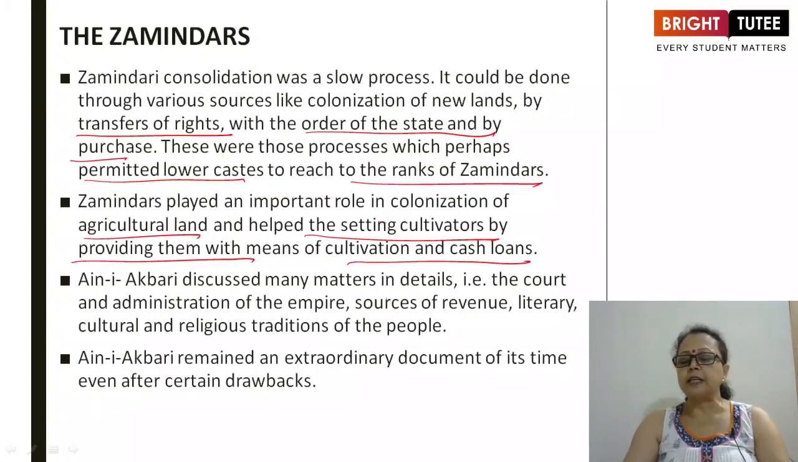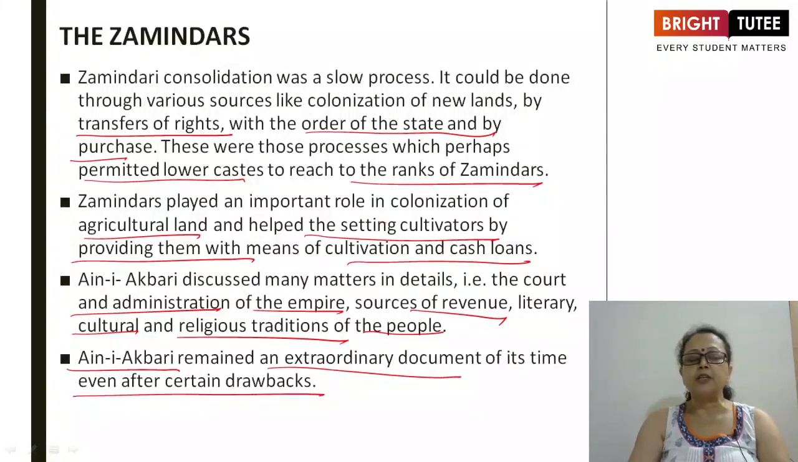Ain-i-Akbari discussed many matters in detail, that is, the court and administration of the empire, sources of revenue, and the literary, cultural, and religious traditions of the people. Everything related to administration, religion, and culture is discussed in detail in the Ain-i-Akbari by Abul Fazl. So the Ain-i-Akbari remained an extraordinary document for its time, even after certain drawbacks.